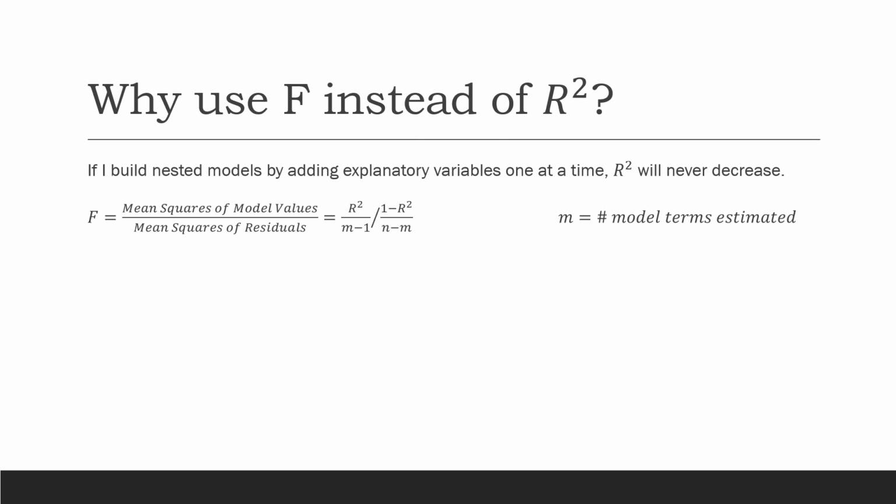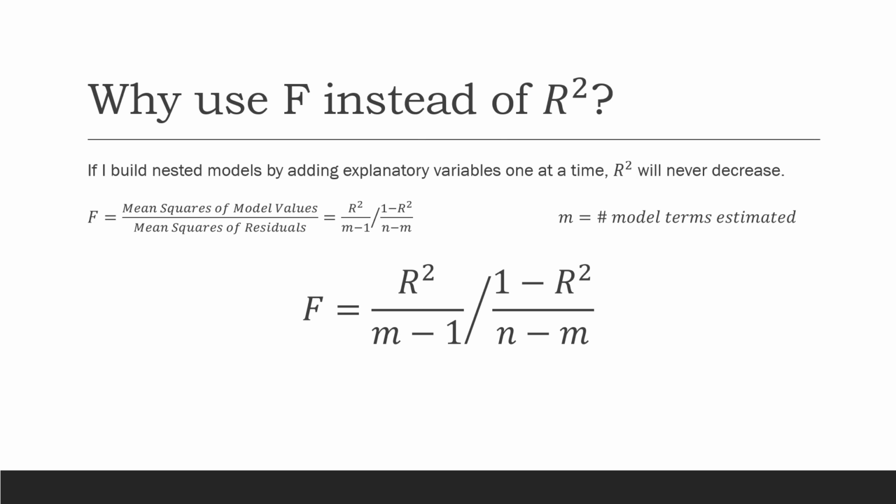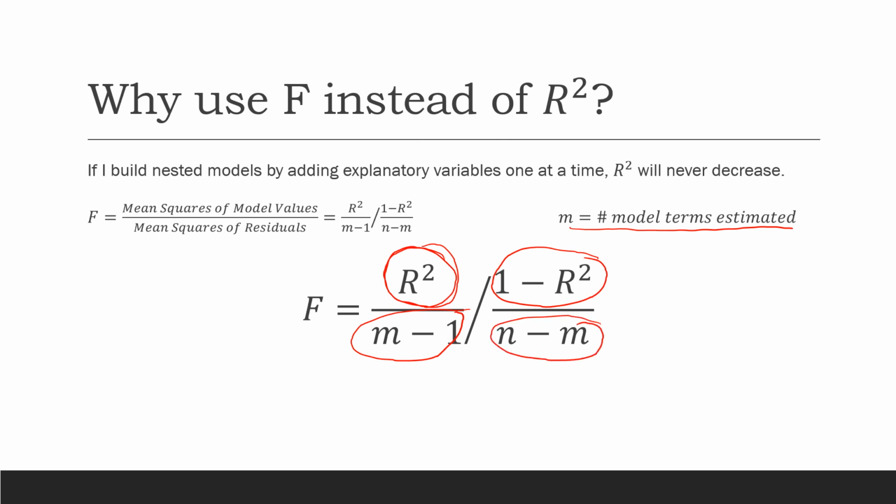Now my F statistic, I said, could be written this way, and I'm just going to put this a little bit bigger. Now M, remember, is the number of model terms that are estimated, so that's the number of explanatory variables that we have in our model plus the intercept. And what we can see as we look at this F test statistic is that it incorporates information about how much of the variability is explained in the model versus what's left unexplained, but it also incorporates information about how many explanatory variables are included in the model.